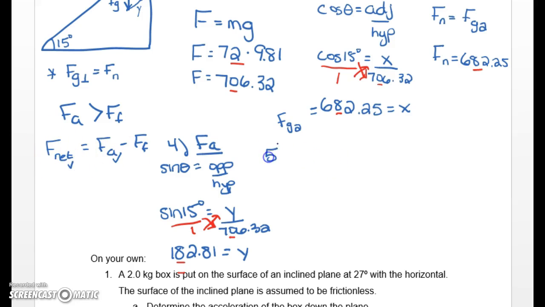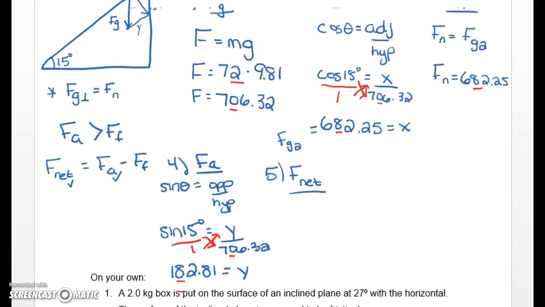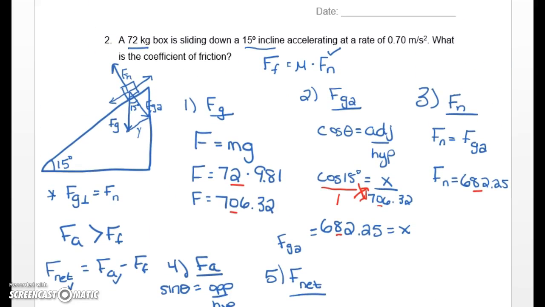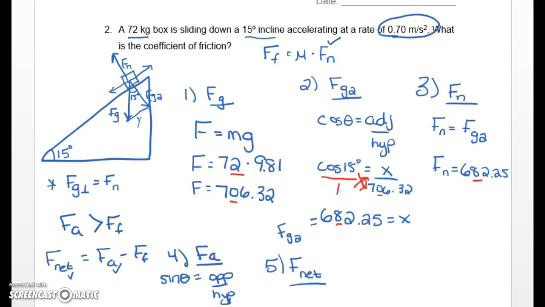Step number 5. This is a very long question. So now we're going to find our net force. In order to find our net force, we actually have to go back to the beginning of the question and use a key piece of information that we haven't used yet. Here in the question, it tells us that our box is overall accelerating at a rate of 0.70 meters per second squared. Using this bit of information and knowing its mass, we can find that overall force, or that net force.